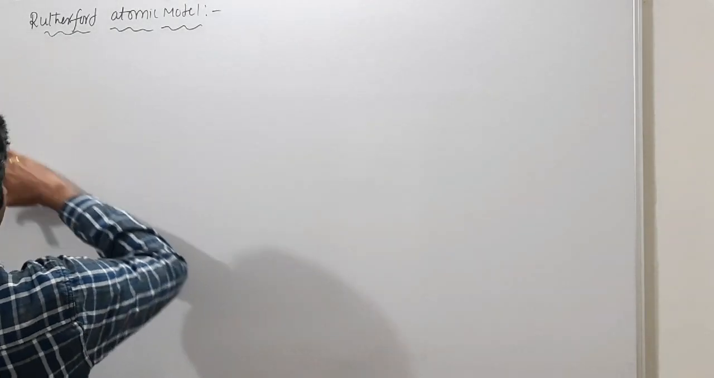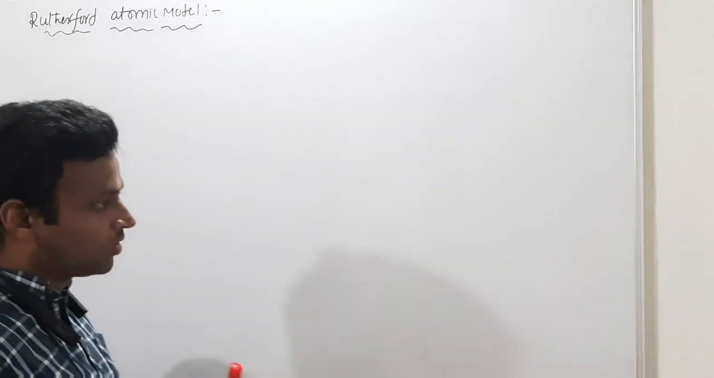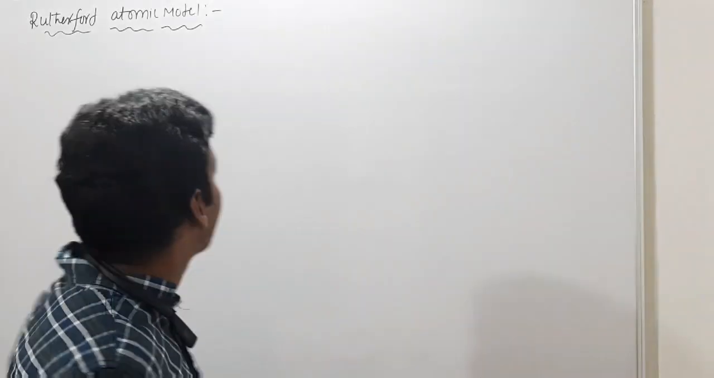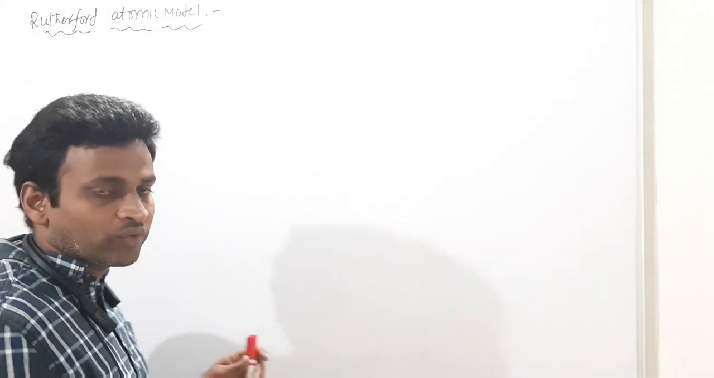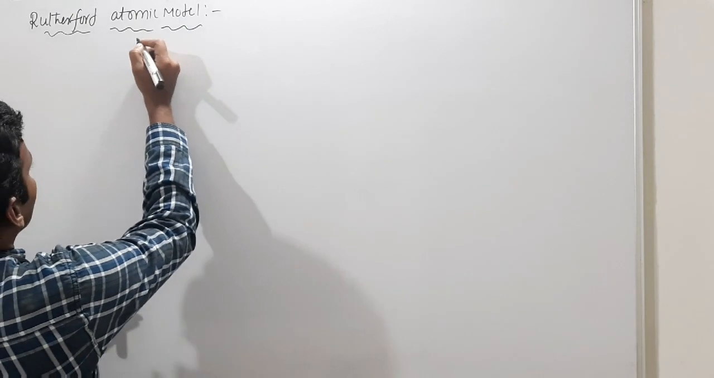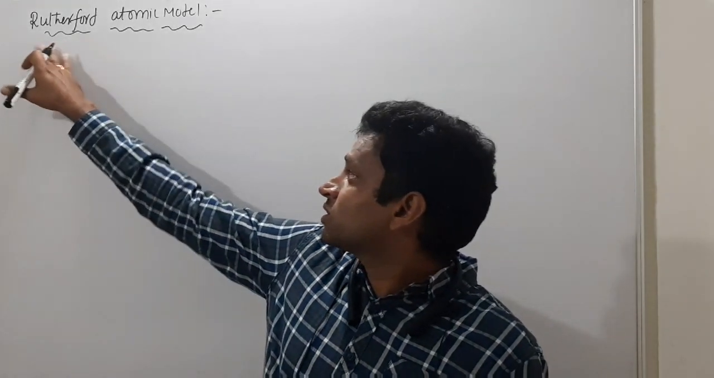Now we will discuss the Rutherford atomic model. Previously we discussed J.J. Thomson's atomic model. The Rutherford atomic model is very important. It is also called the planetary model, like how planets revolve around the sun, electrons revolve around the nucleus in circular paths which we call orbits or shells. That was given by Mr. Rutherford.